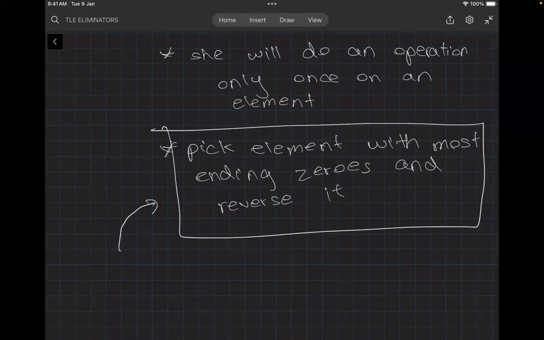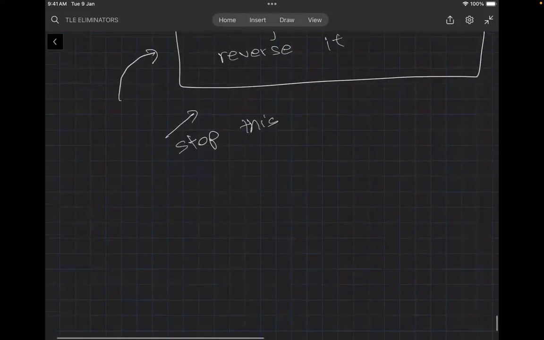Anna is trying to remove all the zeros, and apart from zeros, Anna cannot do anything. So what should Sasha do? Sasha should try to stop this. Now, how will Sasha stop this?